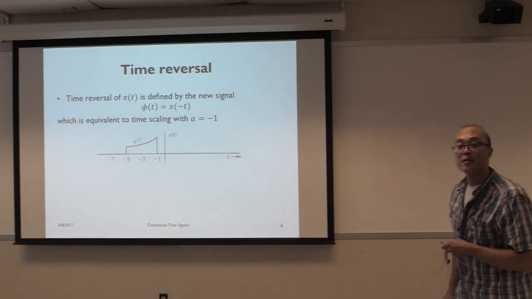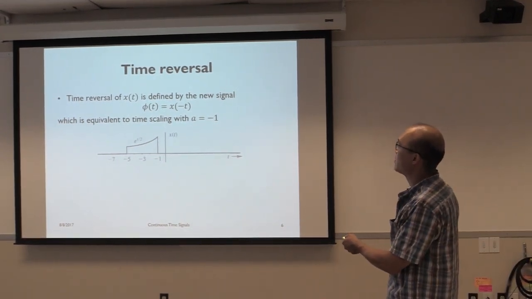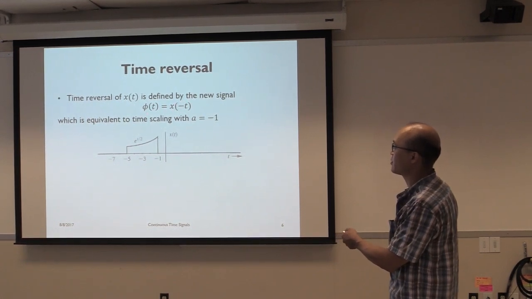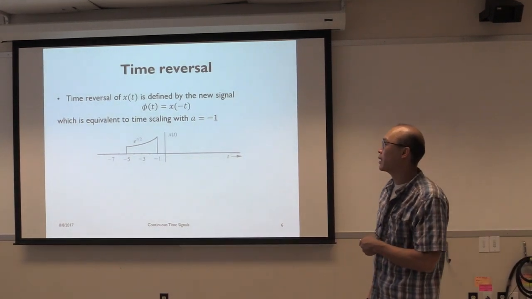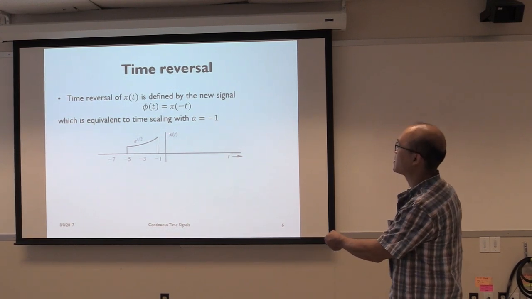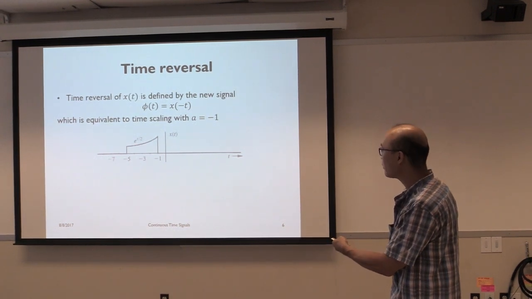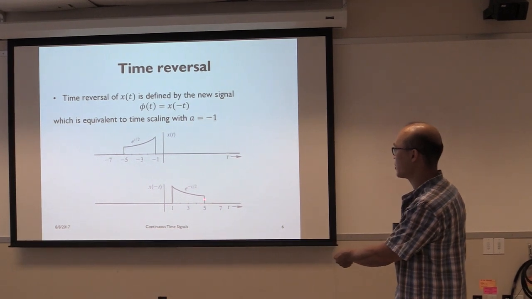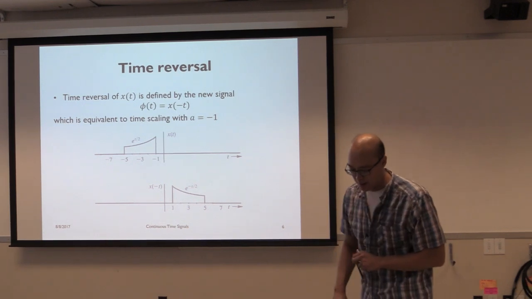The last signal operation that we'll take a look at is time reversal. So time reversal of a signal x of t is defined by the new signal phi of t, where we simply replace t by minus t. So phi of t is x of minus t. And you could think of this actually as scaling, where the factor is equal to minus 1. So as an example, if I have x of t shown by this function over here, e to the minus t over 2, when I do time reversal, I'm going to have x of minus t as this function right over here. So I've just essentially done a reversal of the time axis.